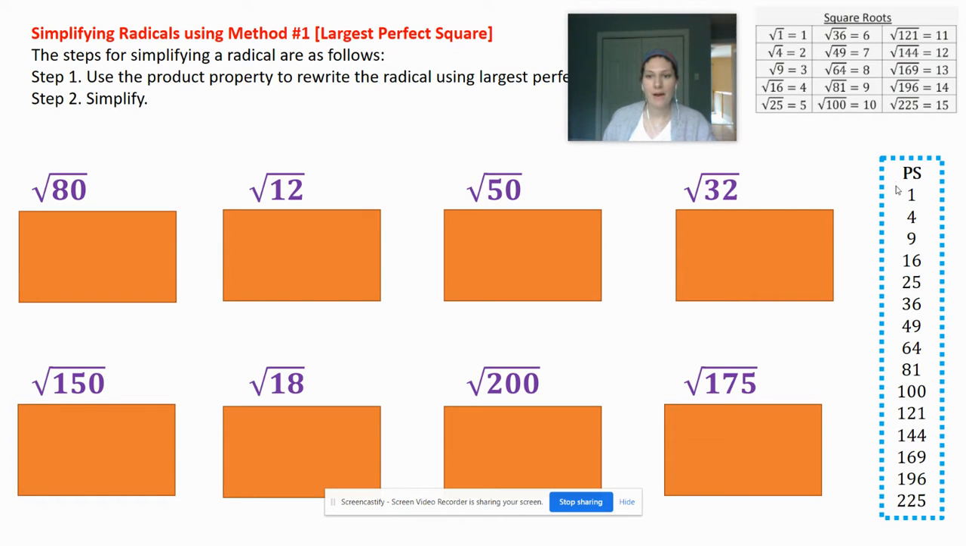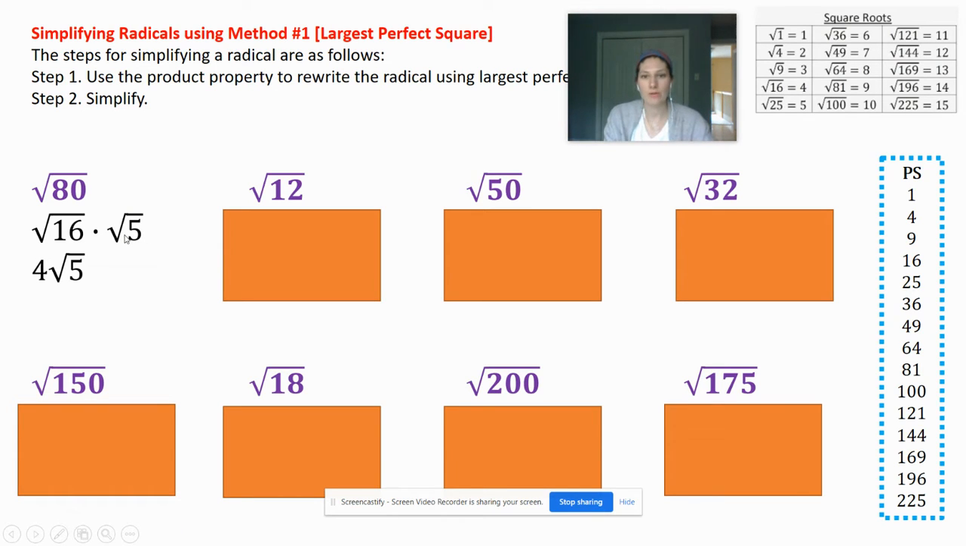So I work backwards. Does 64 go into 80? No. 49? No. 36? No. 25? 16? Yes. So 16 times 5 equals 80. You can use that product property to break up the radical. Here is the product property, and you broke it up into two radicals.